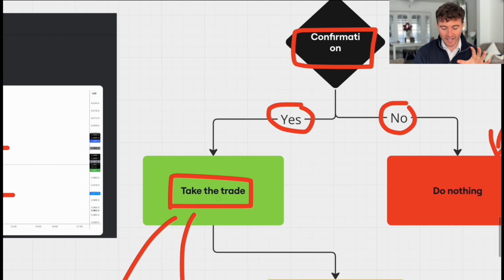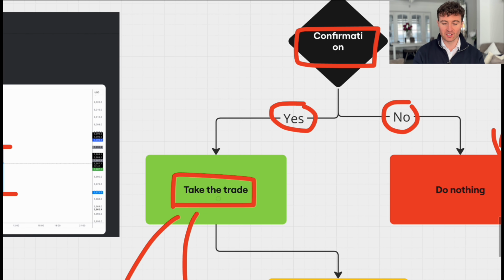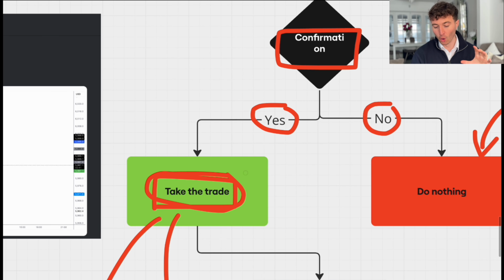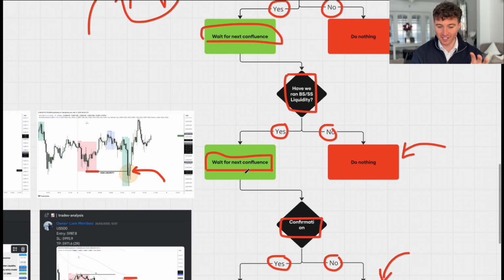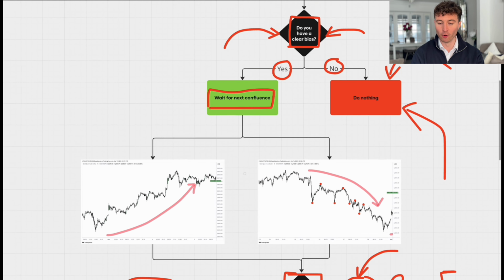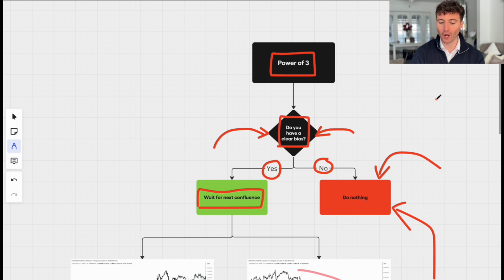If and only if all of these processes line up, then I will take the trade without any hesitation, because all of the rules have then been met for me to take a trade. And then, if I'm looking at taking another potential trade in the market, this process needs to repeat over and over again in order for me to execute another trade using the ICT power of 3 strategy.